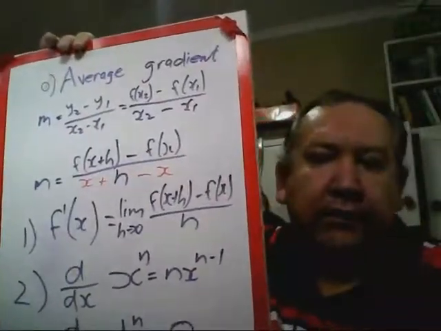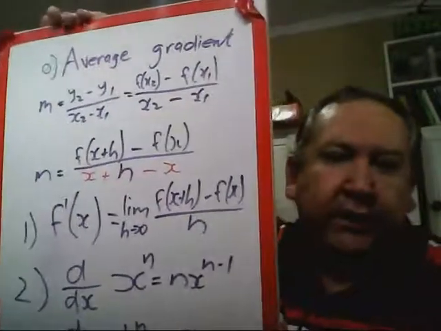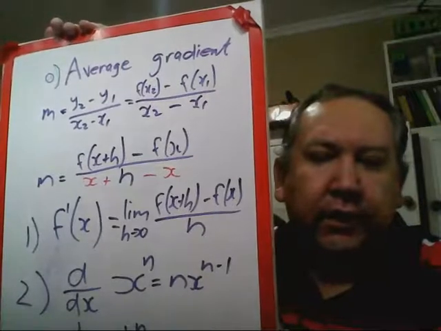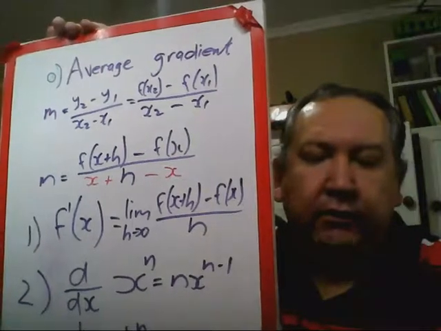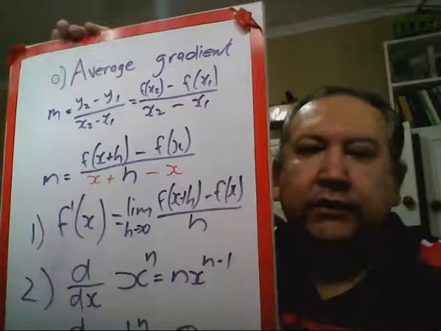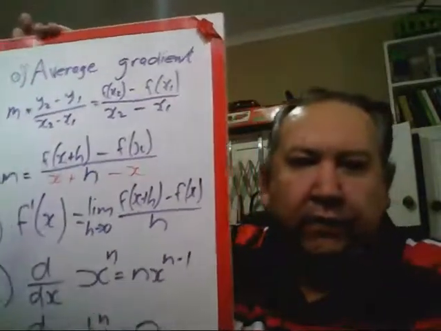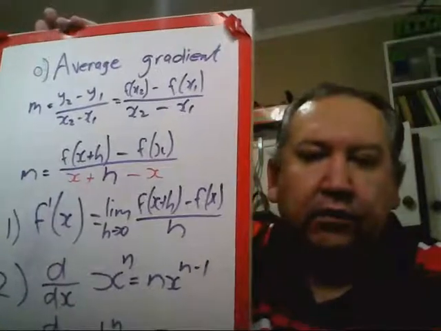So in grade 11 you did average gradients of curves. You are used to getting the gradient of a straight line. This year we are taking it a little bit further and we are looking at the gradient at a point.